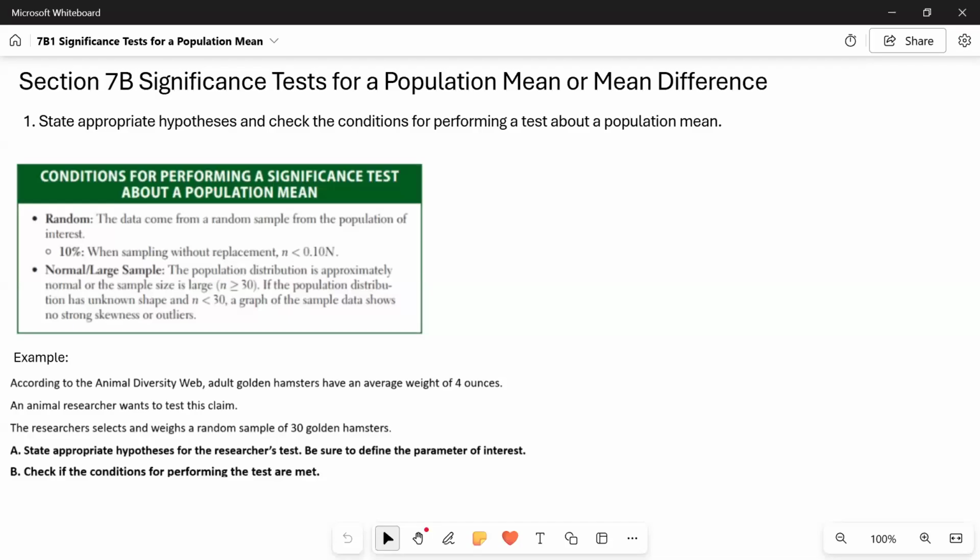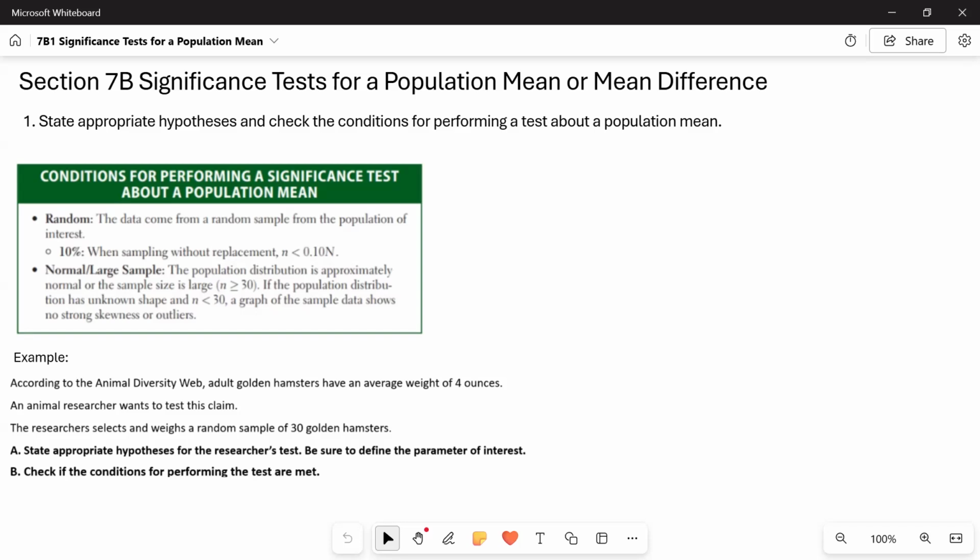All right, guys, Mr. Antonucci here, and in this section, we're going to talk about significance tests for population mean or mean difference. Our first video here, we're going to talk about how to state the appropriate hypotheses and check conditions for performing a test about a population mean.